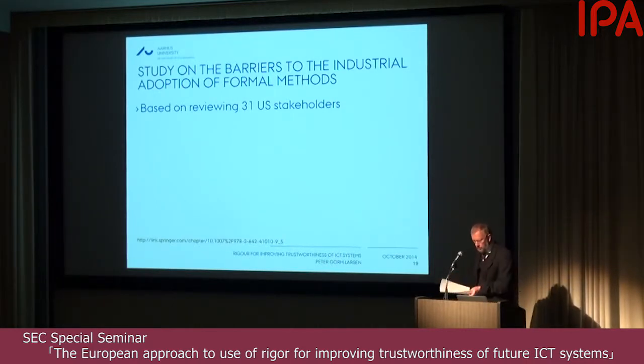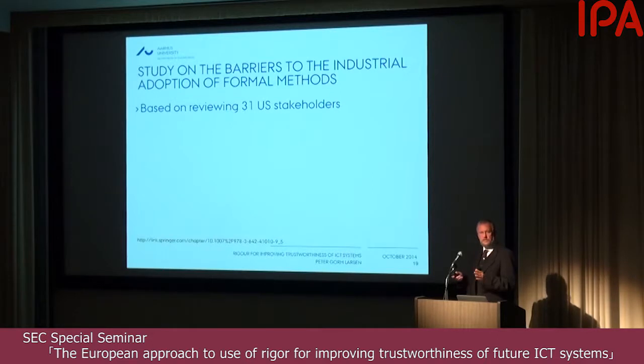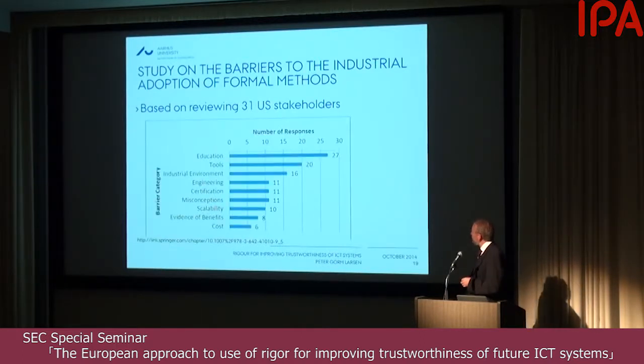So I'd like to move to a different study. This study is made in the US, and it's done in a different way, because this is done using interviews. They interviewed 31 US stakeholders, and the stakeholders looked at what are the main barriers for them to try to adopt this technology. In this survey, you will see that education and tools are the main barriers that need attention. The main reasons why it's hard for them to adopt this kind of technology.